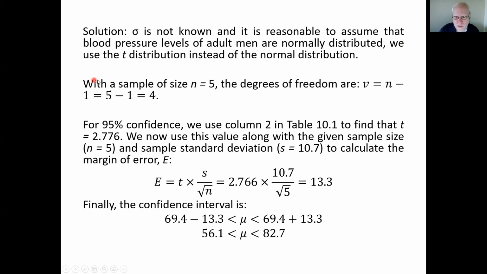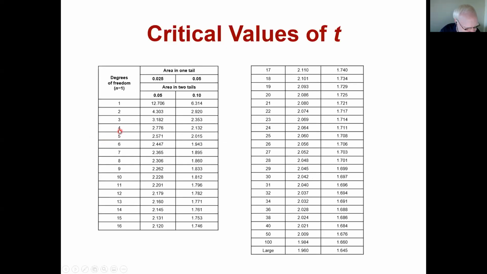So first step is we need to find our degrees of freedom. So with a sample size of n is equal to 5, the degrees of freedom are v is equal to n minus 1. So we have 4 degrees of freedom. For 95% confidence, we use column 2 in table 10.1 to find that t is equal to 2.776. So let's just go back quickly. Here's 4 degrees of freedom. We look over here because we're doing 2 tails. Column 2, 2.776.